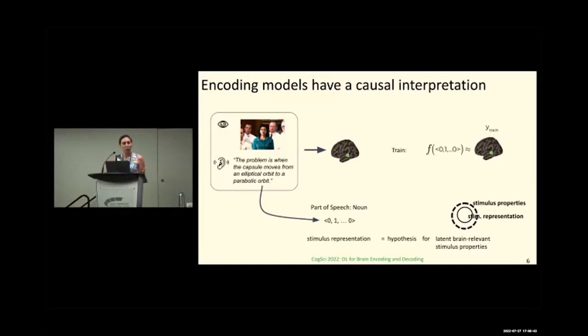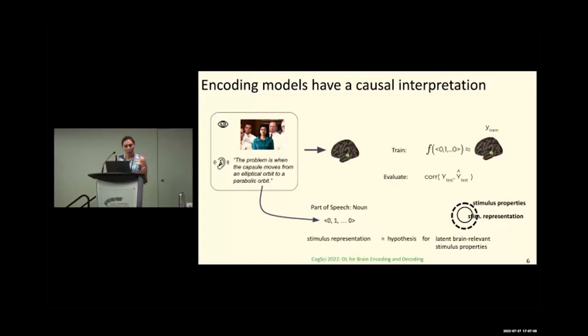So once we have chosen this hypothesis, we now can finally train an encoding model that predicts this brain area as a function of the stimulus representation. And we evaluate it on data that we haven't seen before. I'm going to go into details about exactly how we do this. I just wanted to give you a high-level picture of what the encoding model approach is trying to do.